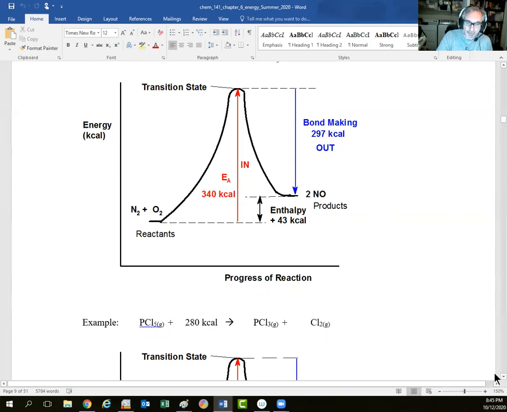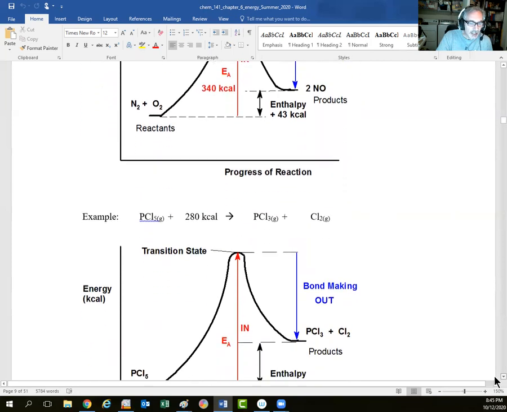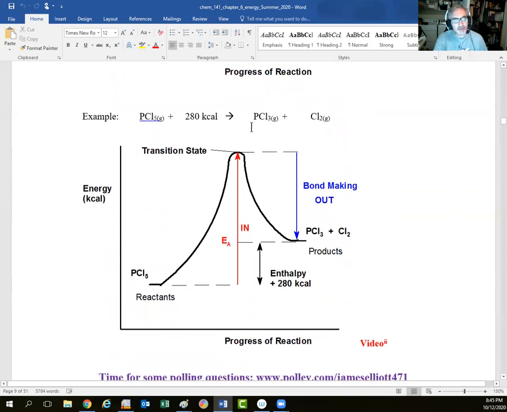Phosphorus pentachloride is another example of an endothermic reaction. As it breaks down, decomposes into phosphorus trichloride and chlorine gas. 280,000 calories per mole of energy going in. So all this energy in, only this much energy out. So our molecules finish plus 280,000 calories compared to where they started. And of course, our transition state describes that moment of collision when bonds are breaking and new bonds are forming.